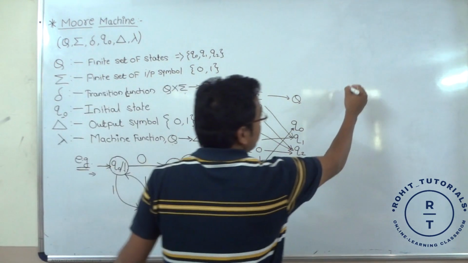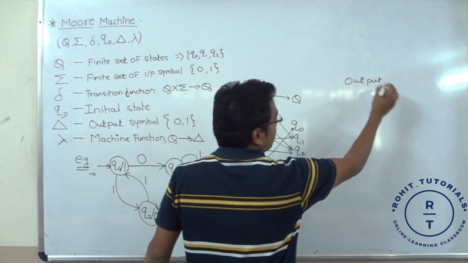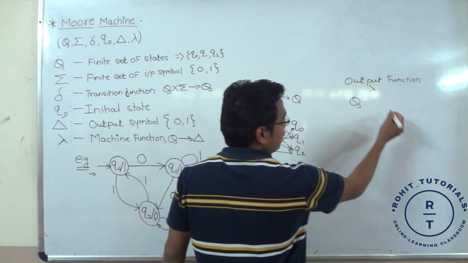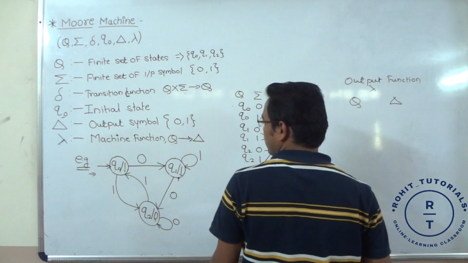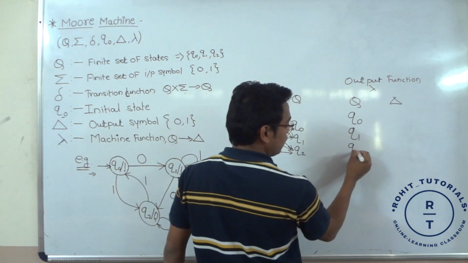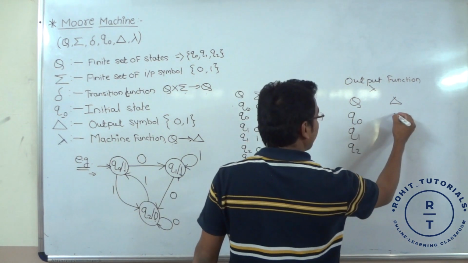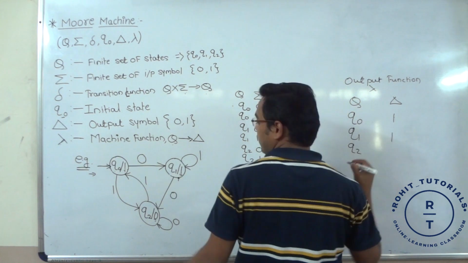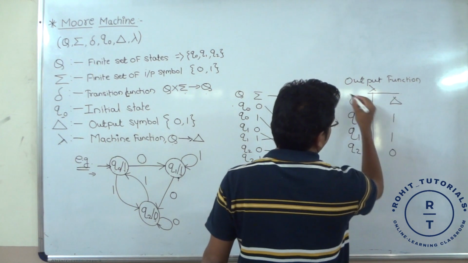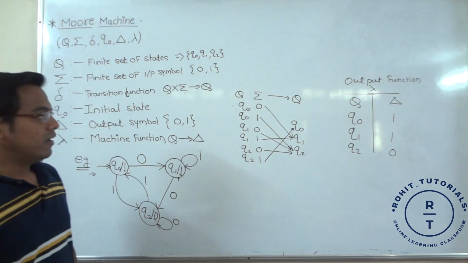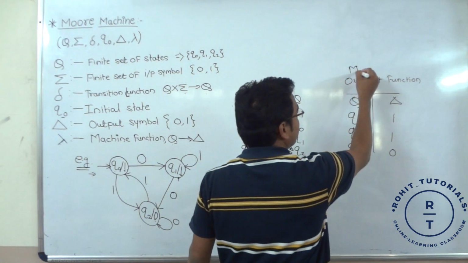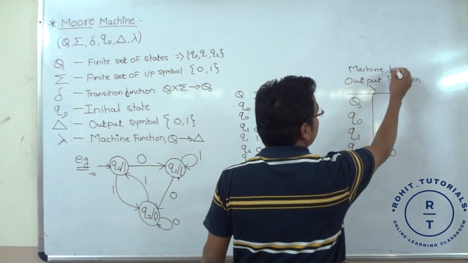So at a Q0 state, suppose output function lambda. Here capital Q is present and here the output symbol is present. At the Q0 state, output is 1. At the Q1 state, output is 1. At the Q2 state, output is 0. So this is the transition function, and this is nothing but the output function, or machine function. It is also called the machine function.